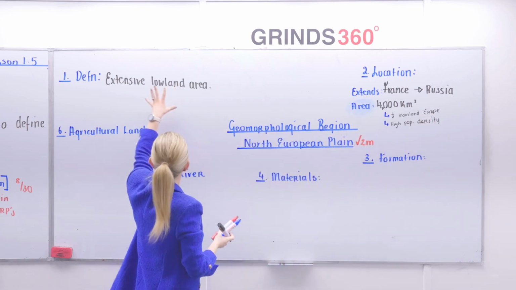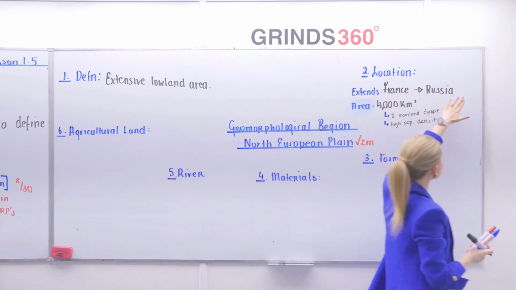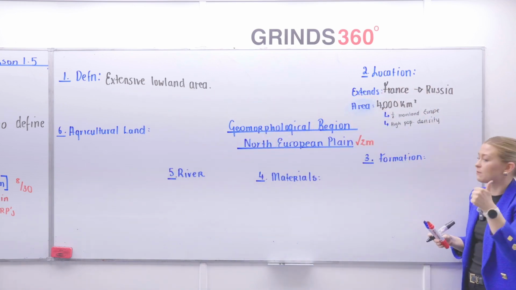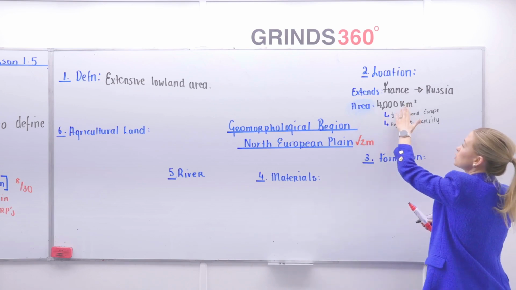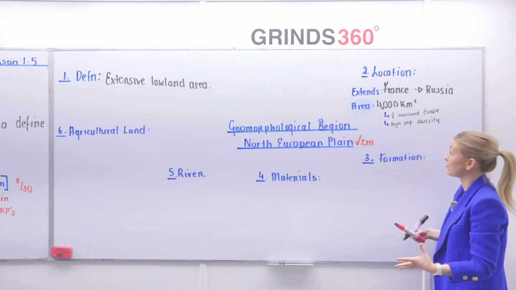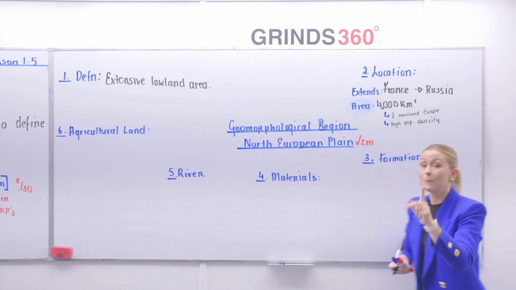So we're saying, the North European plain is an extensive lowland area. It extends from France to Russia and covers countries that include France, Denmark, Germany, Russia itself. It covers an area of almost 4,000 kilometers squared, which is over half of mainland Europe, and it is one of the most densely populated areas in Europe. But how was it formed?